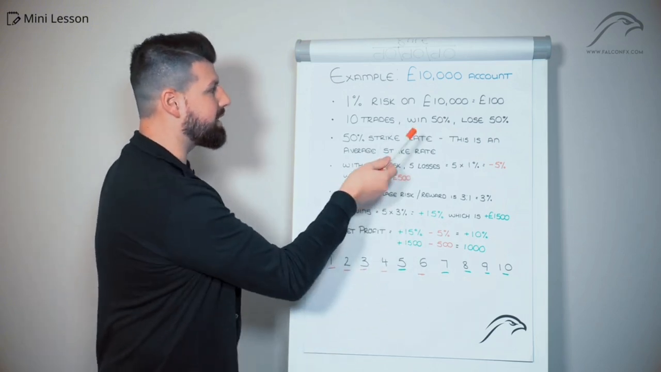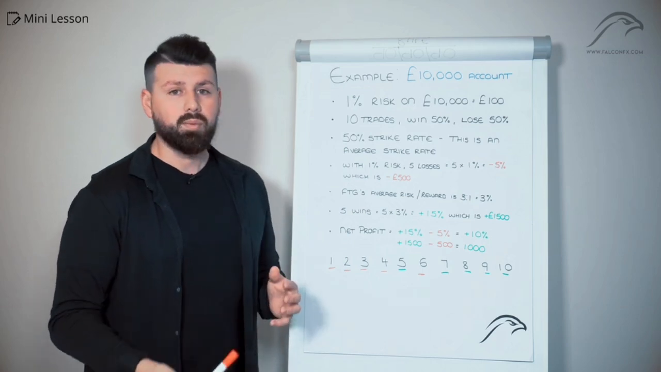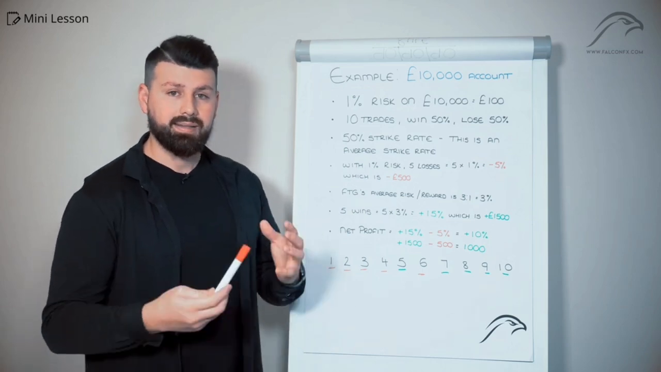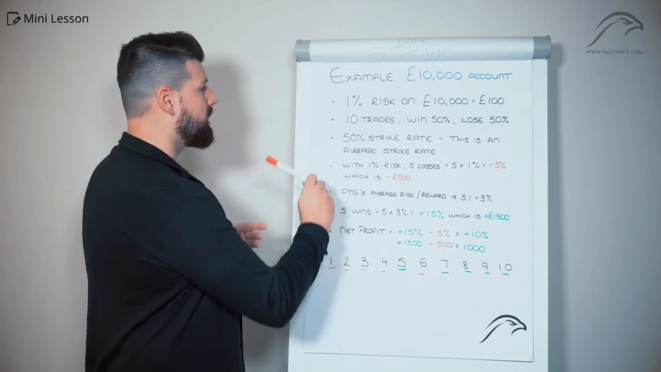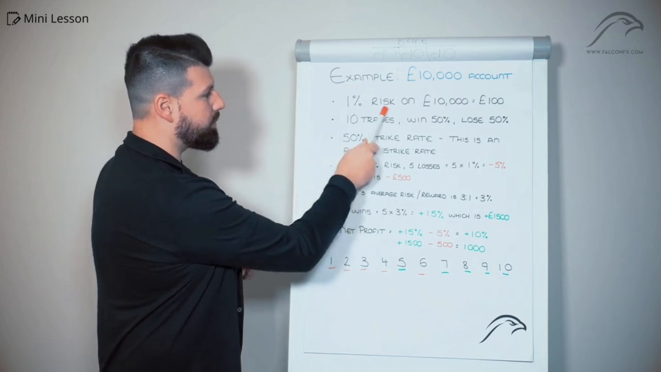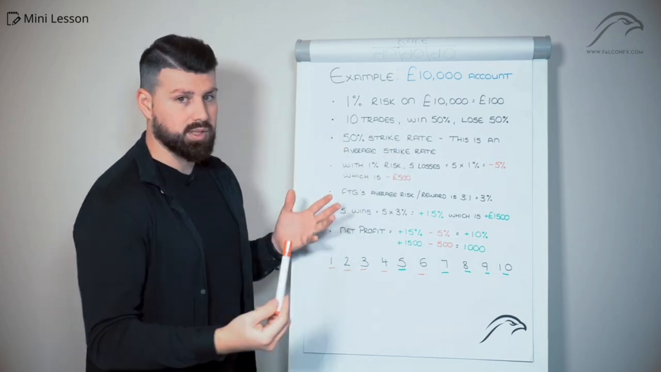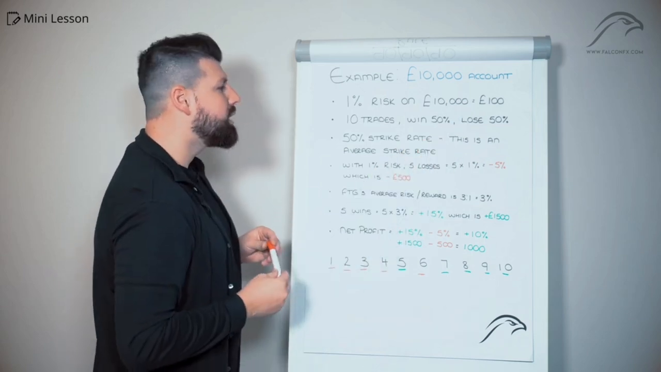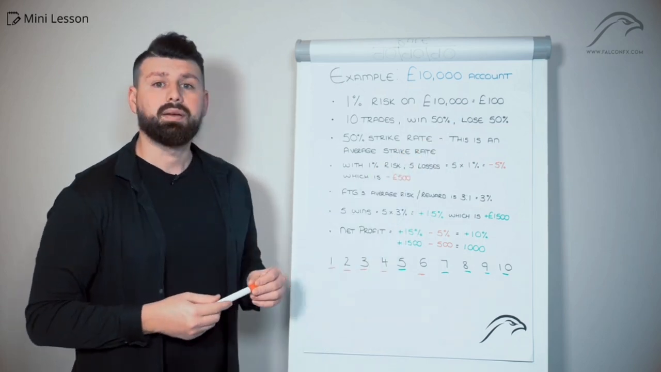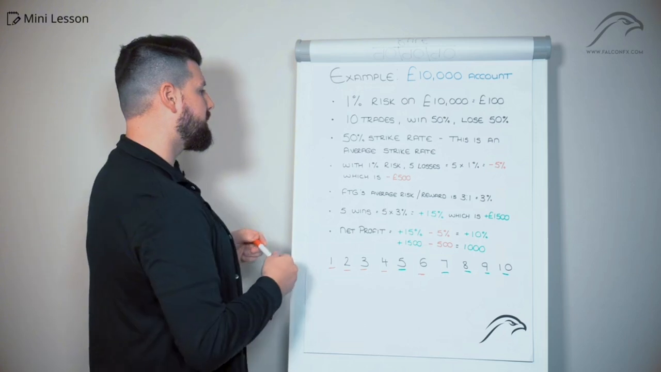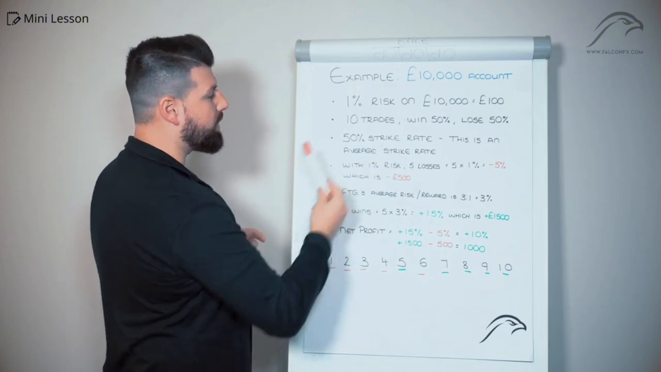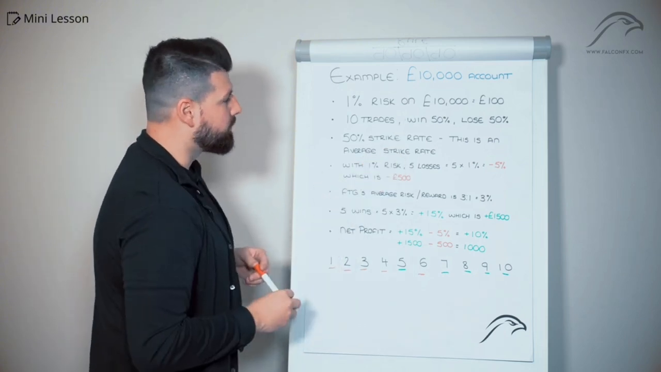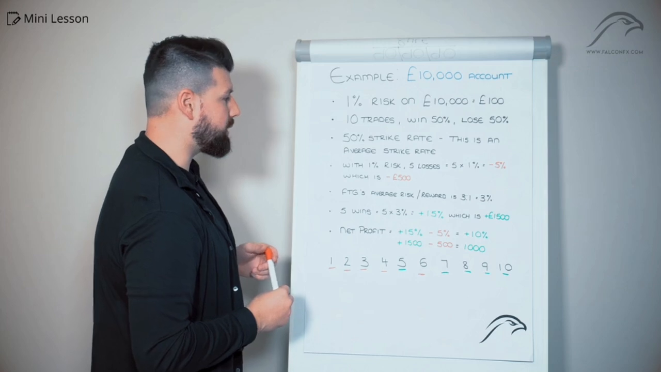Let's say we have a £10,000 account. Whether you're starting with that now or something you aspire to be, that will be very attainable to you. So when we take a look at this, if we're risking 1% of our 10,000, how much are we risking per trade? That's the most important thing. We're risking £100 per trade. Let's say on average, we average out 10 trades per month. Now, if we're taking 10 trades and we have a win ratio of 50% and a lose ratio of 50%, we have a 50% strike rate.